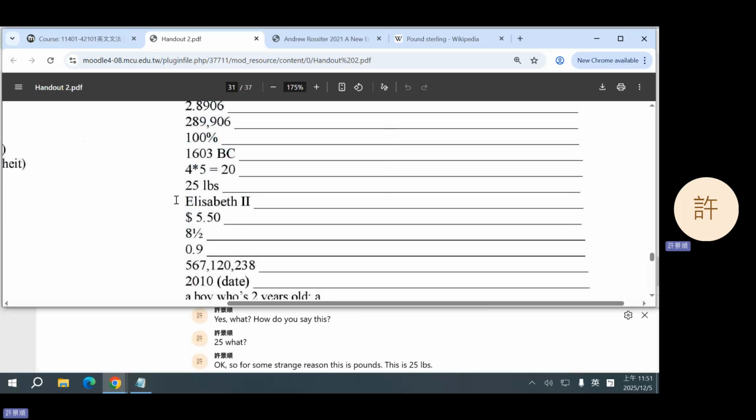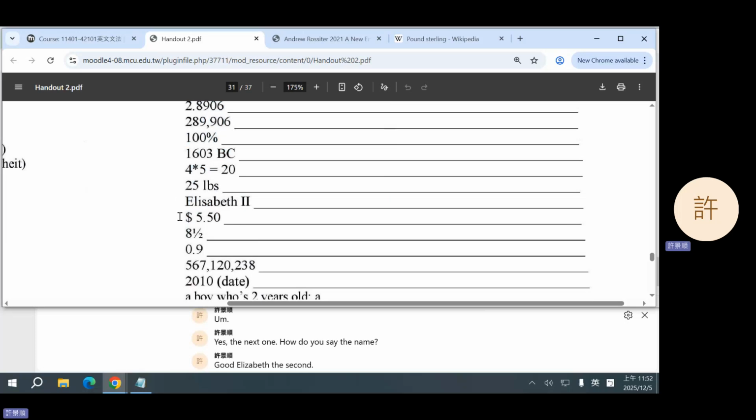Okay, next. How do you say this name? No, not here. Interesting. Yes, the next one. How do you say the name? Good. Elizabeth II.